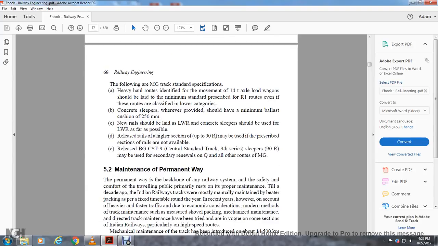Following the meter gauge standard specification, heavy haul routes identified with the movement of 14T axle load wagons should be laid with the minimum standard prescribed for R1 routes, even if the routes are classified in lower categories. Where concrete sleepers are provided, there should be a minimum ballast cushion of 250 millimeters. New rails should be laid as long welded rail, and concrete sleepers should be used with long welded rail as far as possible. Released rail of the higher section up to 90R must be used where the prescribed section rails are not available. Released on broad gauge CST9 (Central Standard Track 9 series) sleepers, NR 90R may be used for secondary renewals of Q on all other meter gauge.